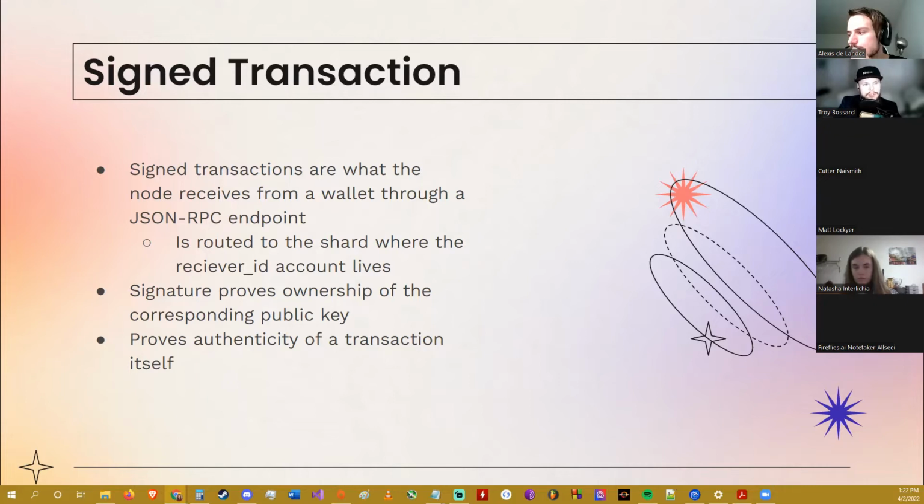The signature, hence signed transaction, proves the ownership of the corresponding public key and proves the authenticity of a transaction itself. So that's how you know that if a transaction is signed, it has been properly authenticated and it has permission.